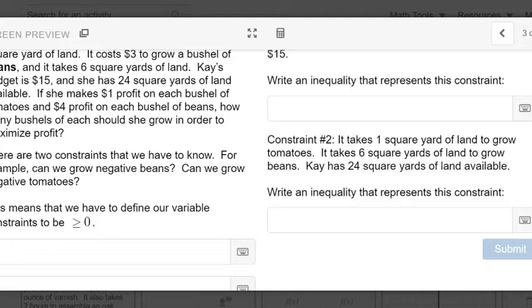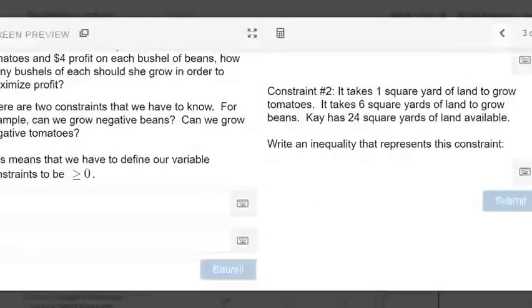For example, can we grow negative beans? Can you say that we have -2 beans? Would you say that? No, we would say I have one bushel of beans, 2, 3, 4, they're whole numbers greater than or equal to 0. Same thing for tomatoes. We can't have negative tomatoes. So this means that we have to define our variable constraints to be greater than or equal to 0.